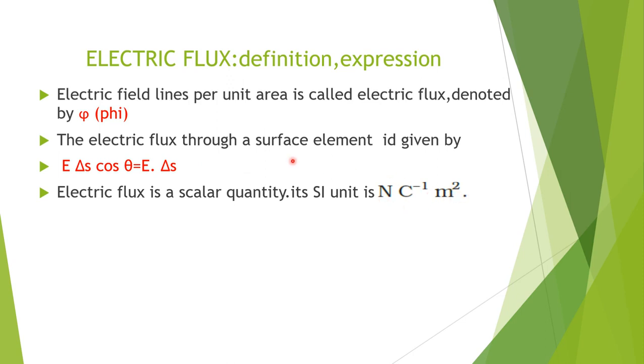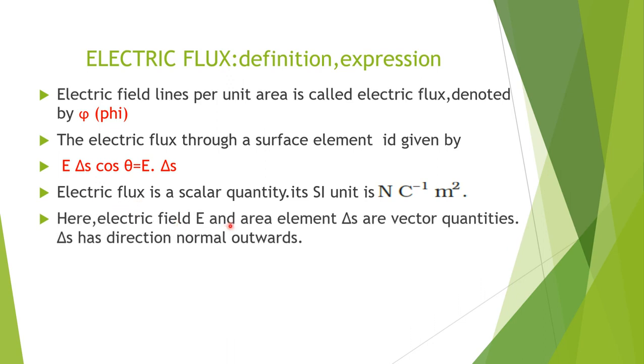What about its nature, whether it is a vector or scalar? Dot product means scalar product. The resultant of a dot product will be a scalar quantity, so electric flux is a scalar quantity. But electric field intensity is a vector. Similarly, delta S we are considering as a vector quantity. So when we use the dot product of these two vector quantities, we get a scalar quantity.